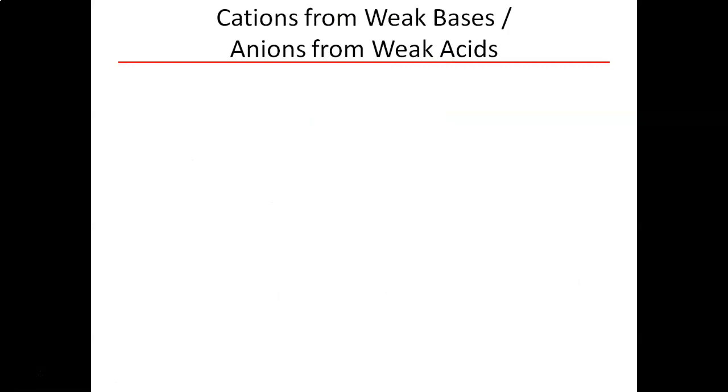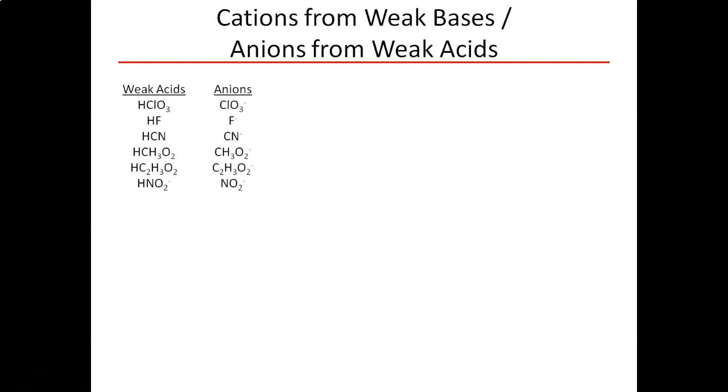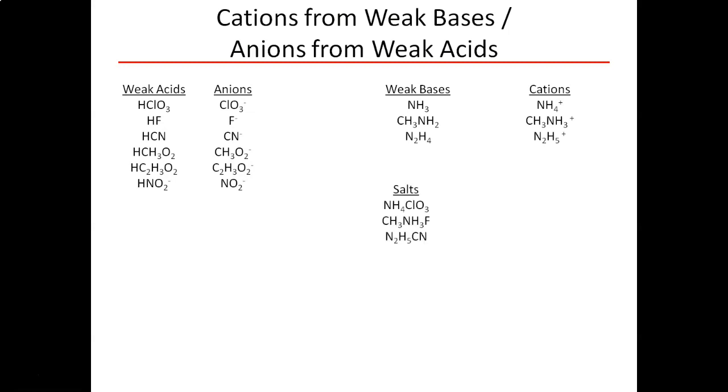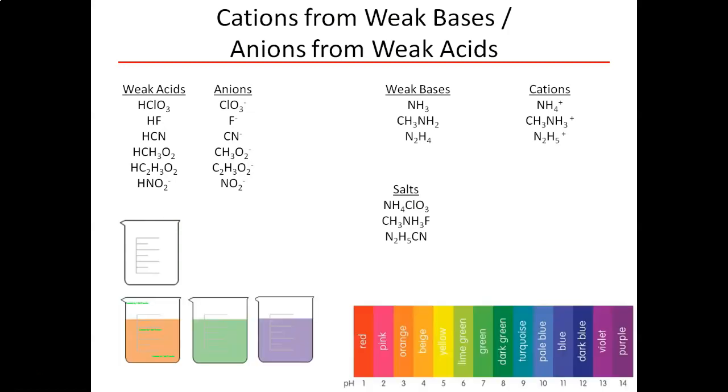Okay, what about if I have a salt that has both cations of weak bases and anions of weak acids? Again, we'll identify our weak acids and their ions. We'll identify our weak bases and their cations. Come up with some example salts. Now we're going to test these, so we'll get a solution of them. And when we add universal indicator to them, we get a range. Some of these salts are going to produce an acidic solution, some are going to produce a basic solution, and some are going to produce a neutral solution.